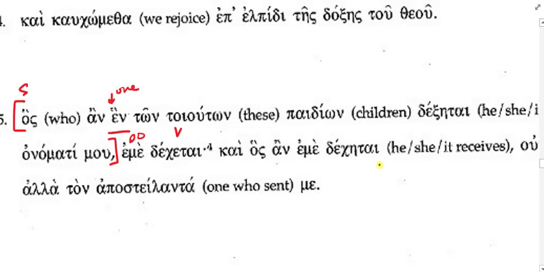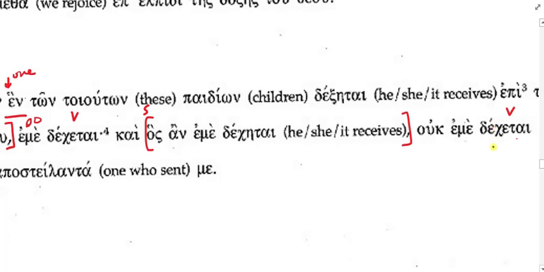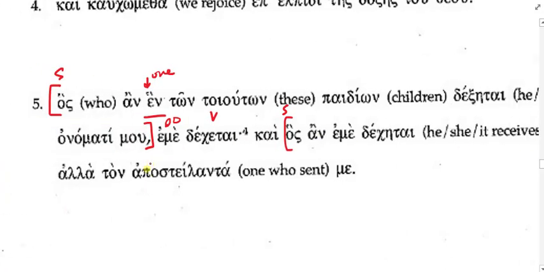And then it's another similar sort of structure. Kai hos an eme dechetai. So how do we translate that? And whoever receives me, what about that person? Ouk eme dechetai. Yes. So this hos an, this whole thing is the subject of that dechetai. This kind of person, whoever receives me, receives not me. Okay? Receives someone, not me, alla, but ton apostelanta me.